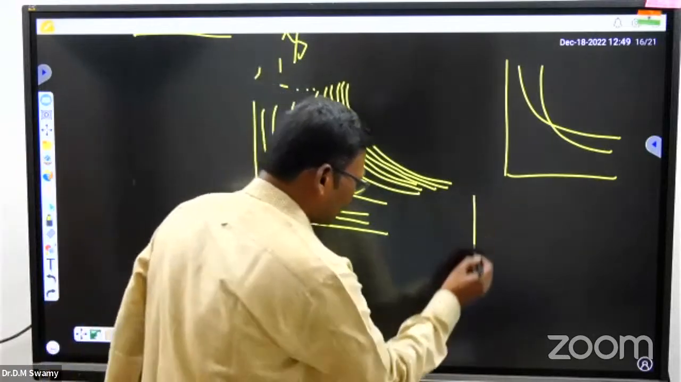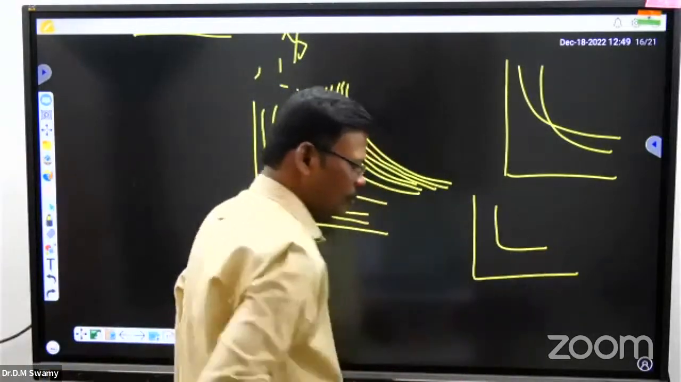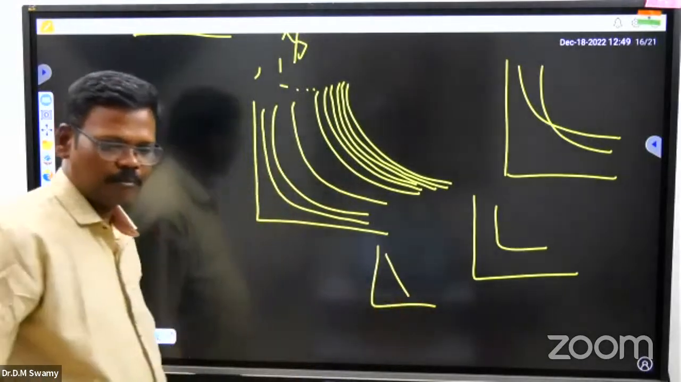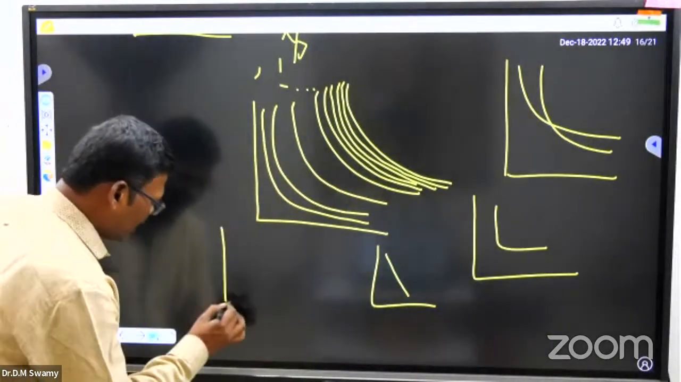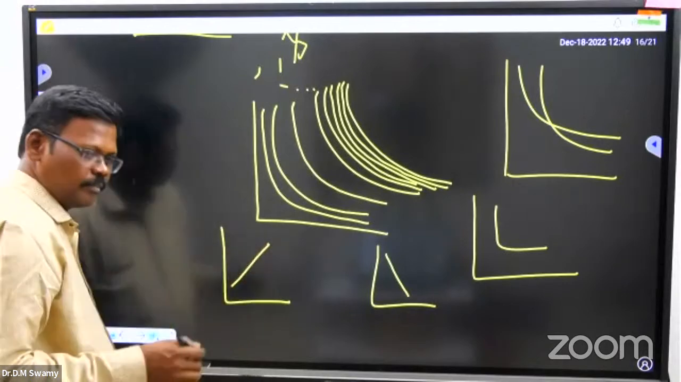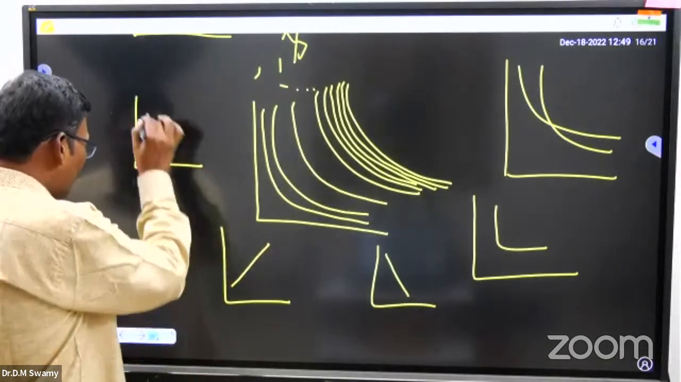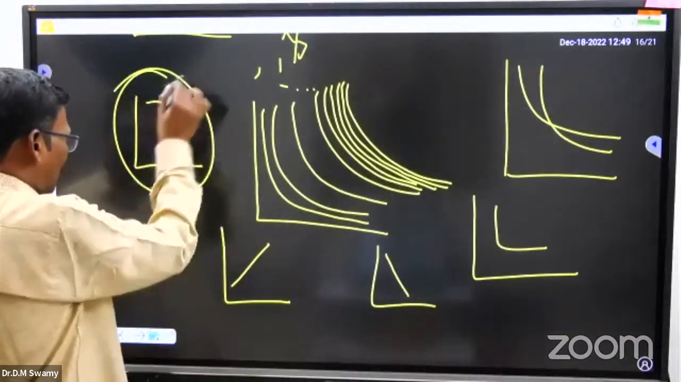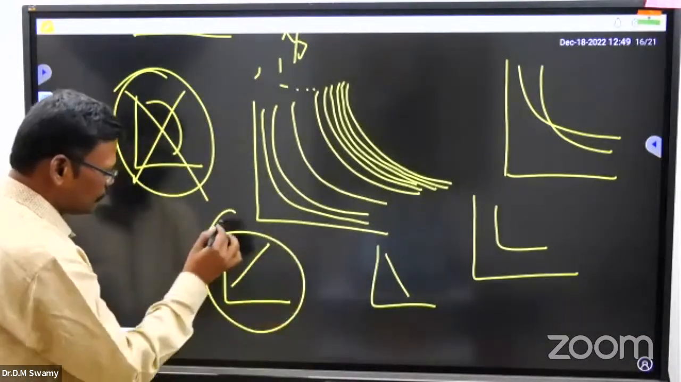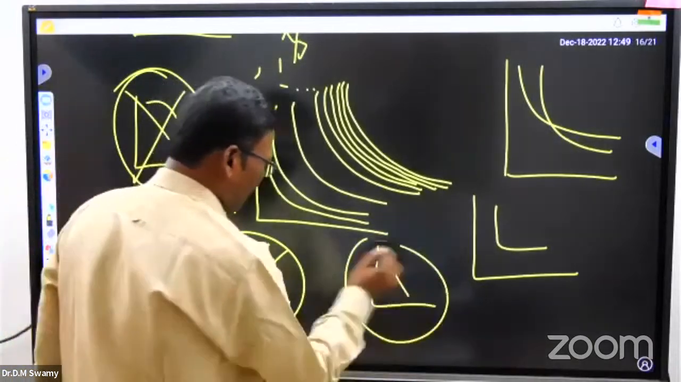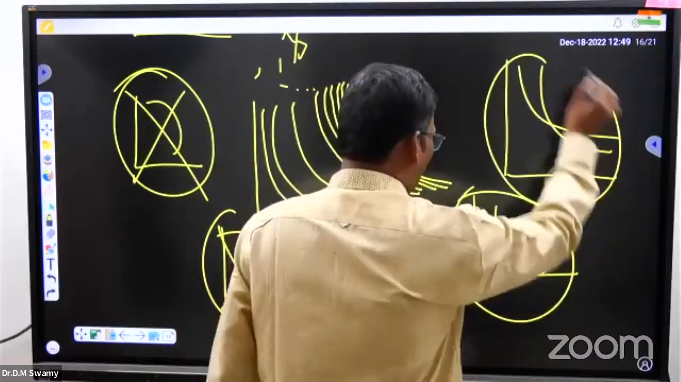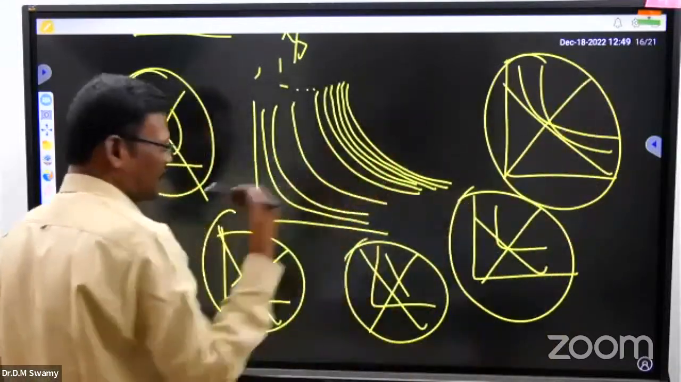They are not L-shaped. They will not be a straight line. They will not be upward sloping. They will not be concave to the origin. All these are wrong. The indifference curve will not be like that. The indifference curve will always be like this.